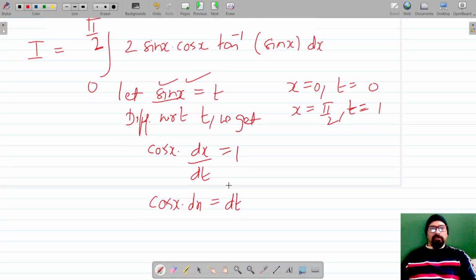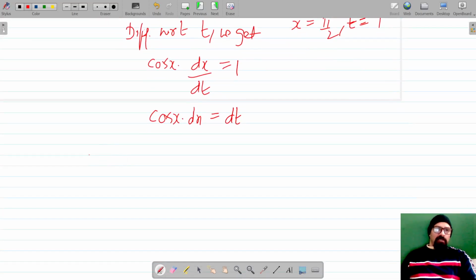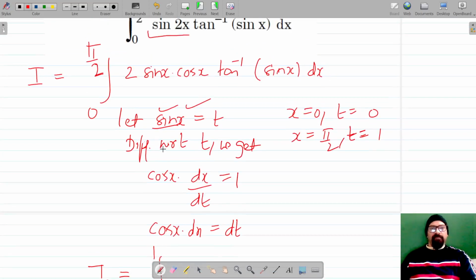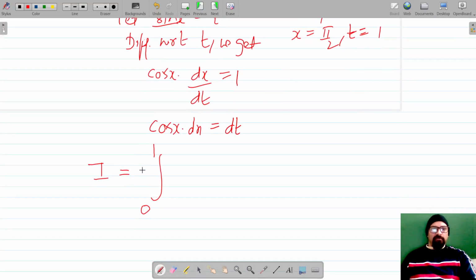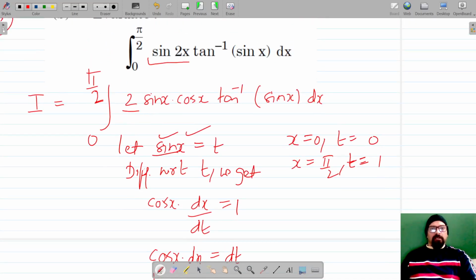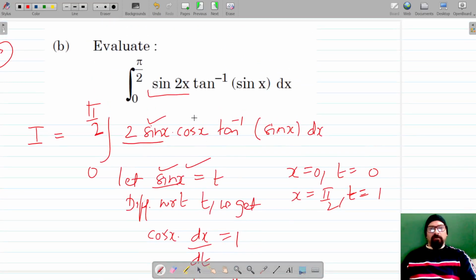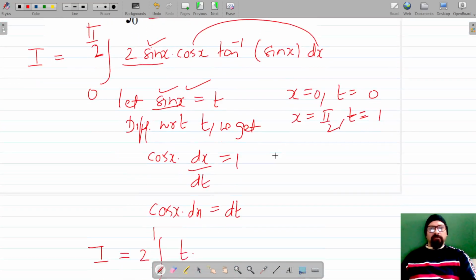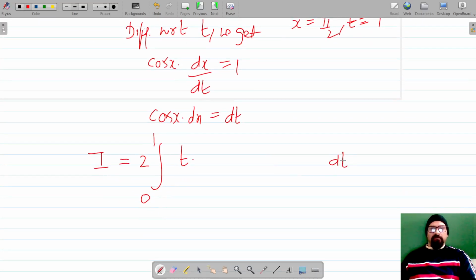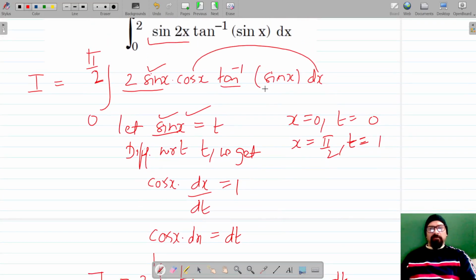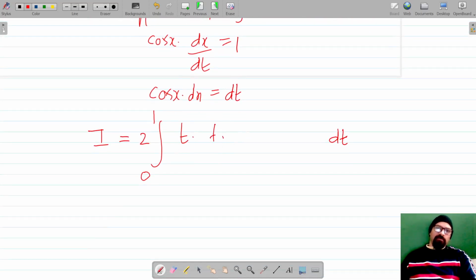Okay, let's make the substitution here. So now our integral in terms of t will be the integration with the new limits 0 to 1. And 2 is constant, so let's take it out. And sin x is t, so this is t. Now cos x into dx is dt, so let's replace that with dt. Now our differential element is dt, and this is tan inverse t.